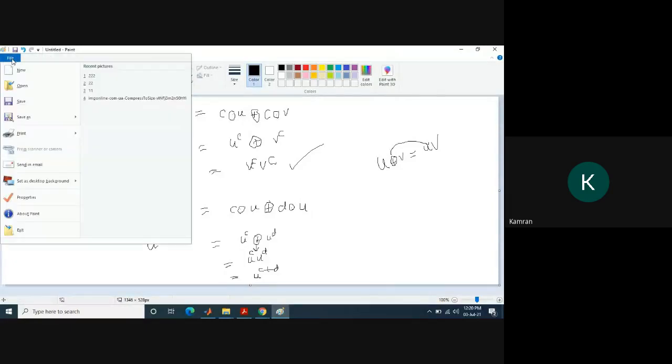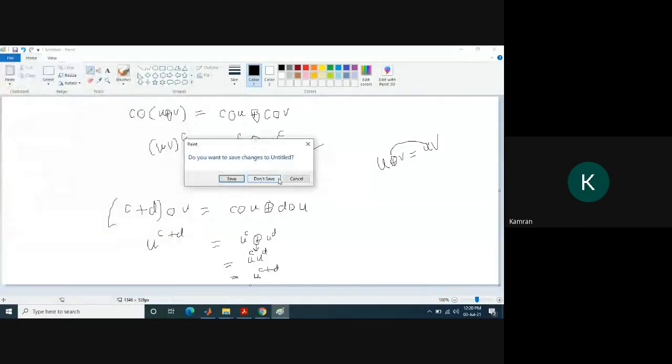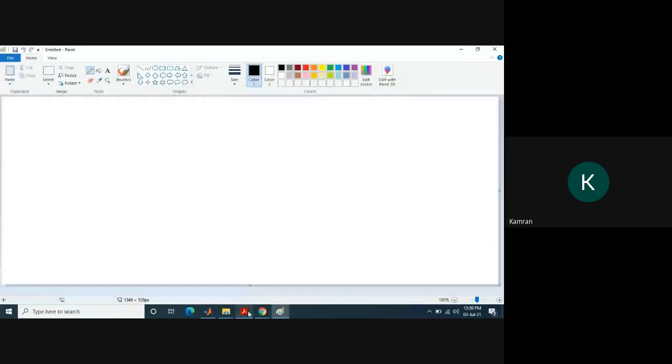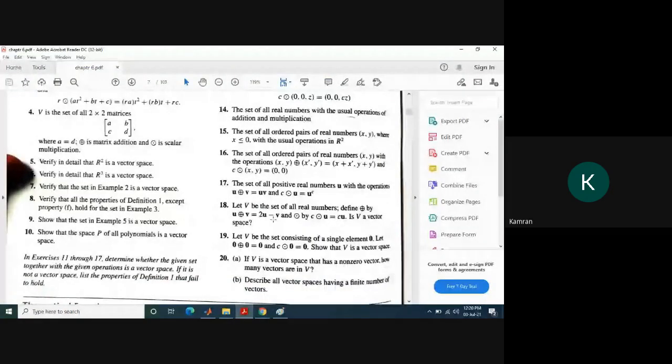Next, question number 18. Question number 18 is u plus v is equal to... so is it a vector space? It is not a vector space because u plus v is equal to 2u minus v. There is a difference, and we know that difference is not commutative. How? Okay.